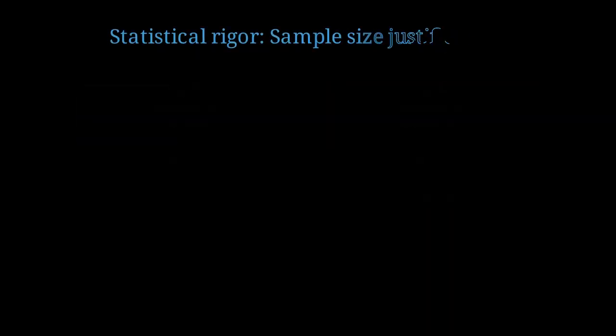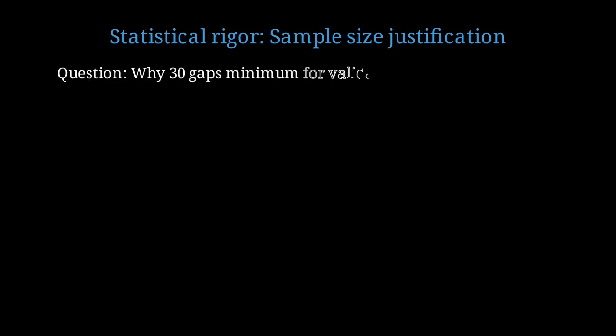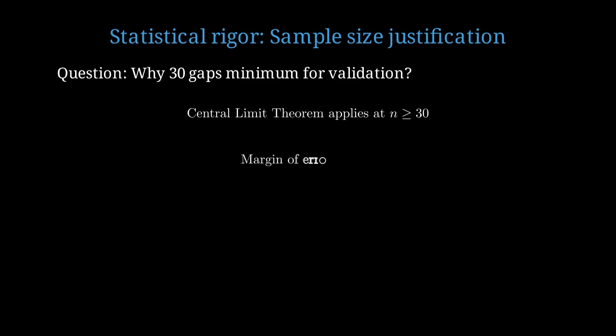Let's discuss statistical rigor for sample size in human verification. Why do we need at least 30 gaps for validation? The central limit theorem starts to apply at sample size 30. This allows us to make statistical inferences about the full population of gaps. The margin of error is approximately 1.96 divided by the square root of n. For n equals 30, that's about 0.36 or 36%. At 30 samples, your margin of error is 36%.